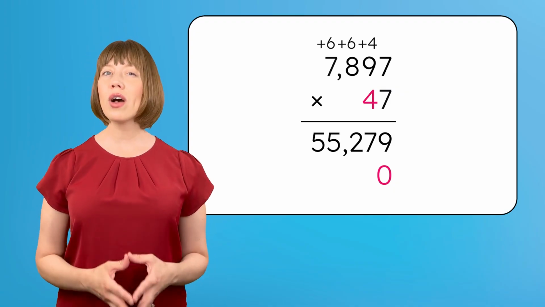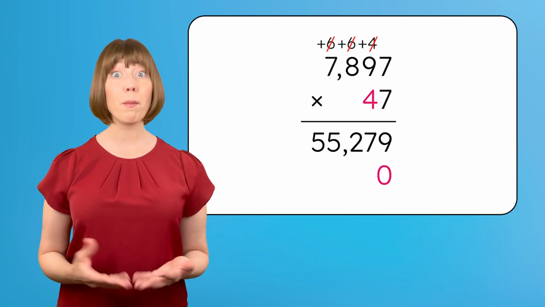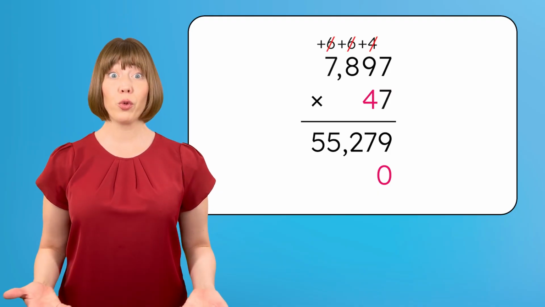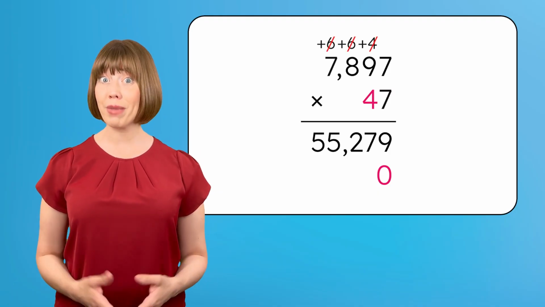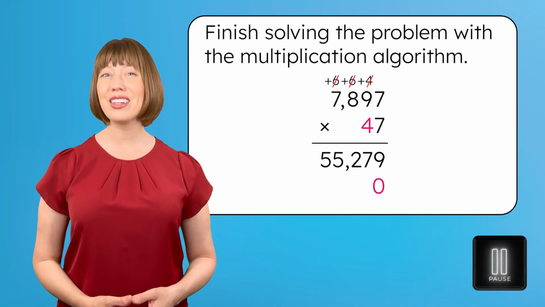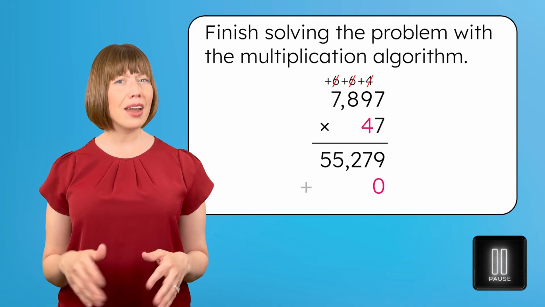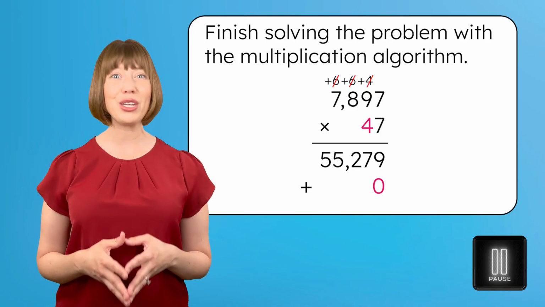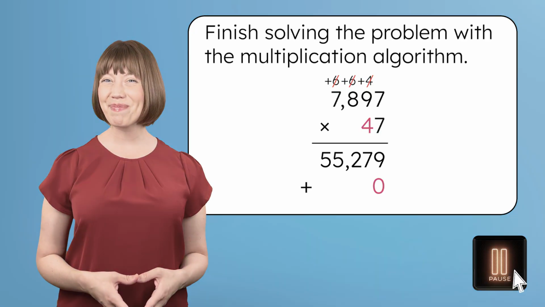And we can cross off our regrouped amounts from multiplying the ones to make room for any new regrouped amounts with 40. Pause here to finish solving in your guided notes. Remember to add the partial products together when you're done multiplying.